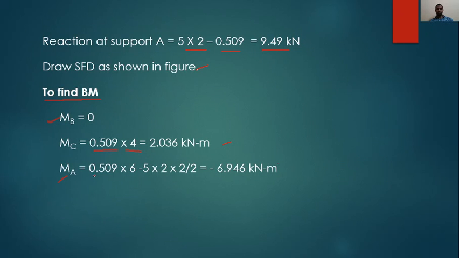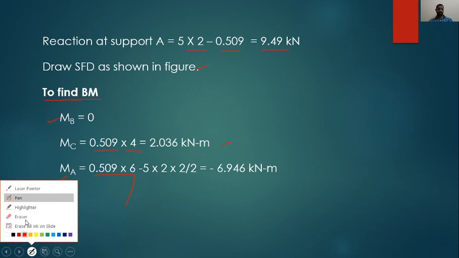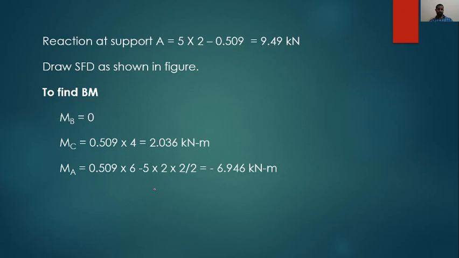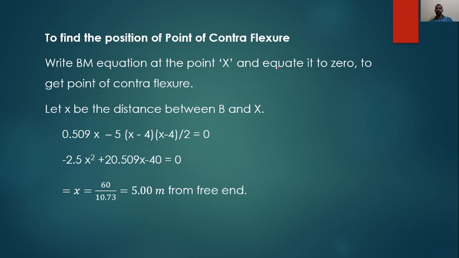You can see now 0.509 into 6. Yes, 0.509 into 6 minus 5 into 2 by 2, that is minus 6.946 kilonewton meter. And let us also calculate the point of contraflexure.